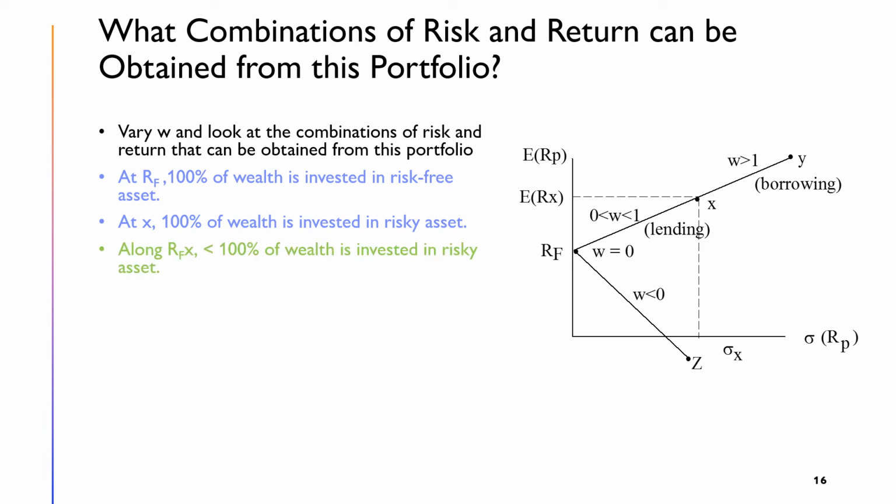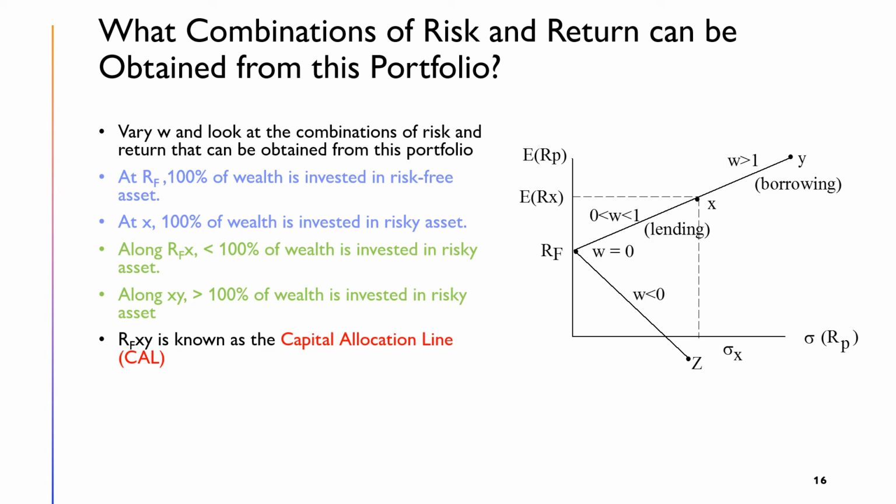Along the line RFX, less than 100% of wealth is invested in the risky asset. For example, we can have 50% weight in the risky asset and 50% weight in the risk-free asset. This position is known as lending. Along the line XY, more than 100% of wealth is invested in the risky asset. For example, we can borrow at the risk-free rate and double our investment in the risky asset. This position is known as borrowing.